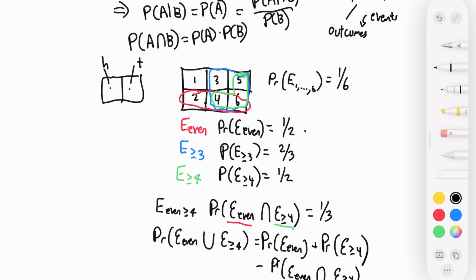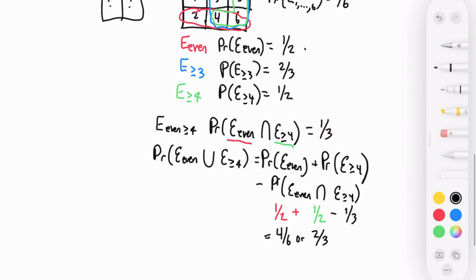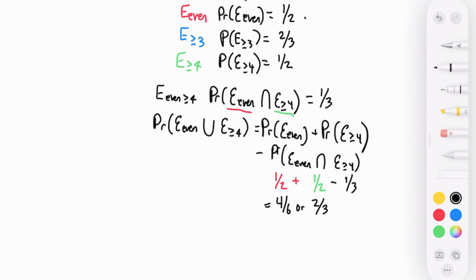And this makes sense, right? When we look here, we look at basically what's included in either red or green or both. You get 2, 4, 5, and 6. And that's 4 out of the 6 possibilities. And we're able to do this because they have equal probability. If they didn't, you'd have to kind of weight these based on their probabilities, and we can look at that in another case.